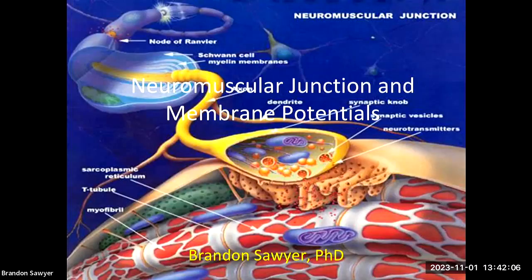Okay, so today we're going to start making our transition into the nervous system. We're not quite there because Friday we're going to talk about muscle metabolism, but this is a transition day where we talk about the connection between the nervous system and skeletal muscle, which is known as the neuromuscular junction. And we'll talk a little bit about membrane potentials, which is a big piece of understanding the nervous system.